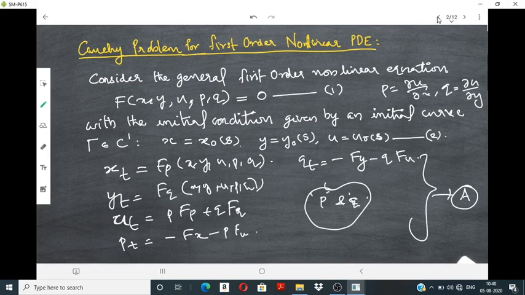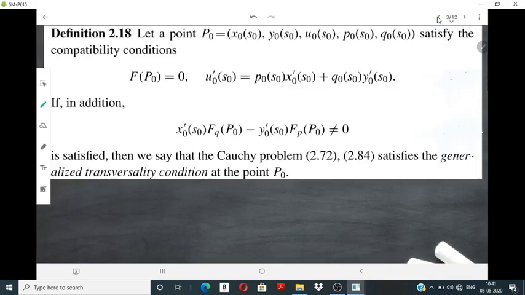As in the case of quasi-linear equations, here also there is a generalized transversality condition which describes the solution of the Cauchy problem for the first order nonlinear PDE. So before going to that theorem, first we define the generalized transversality condition at a given point. The definition is: let a point P0 stand for (x0, y0, u0, p0, q0) at the point s0.